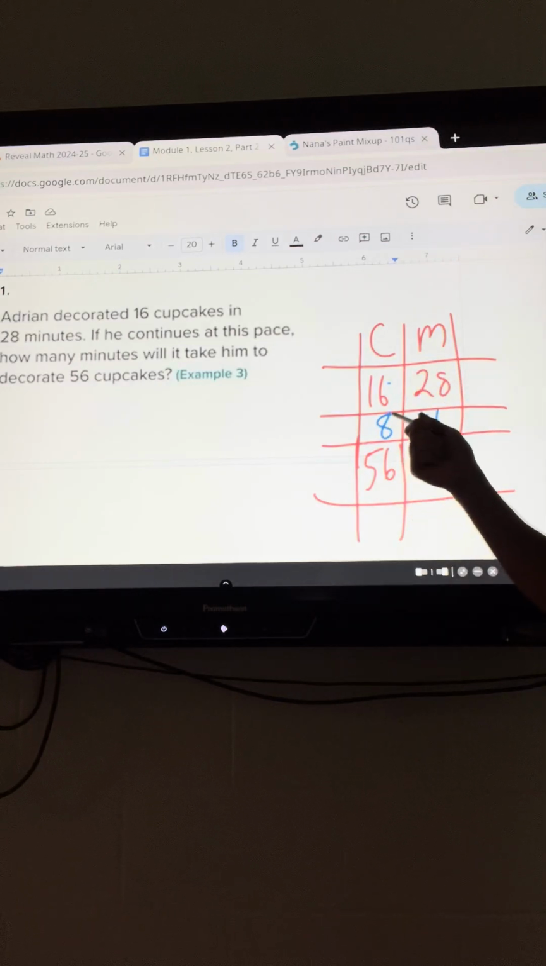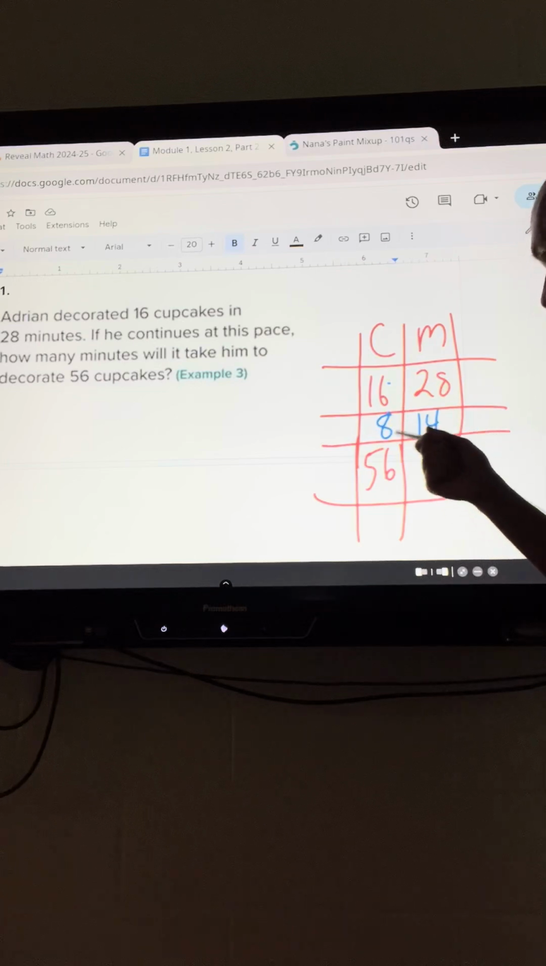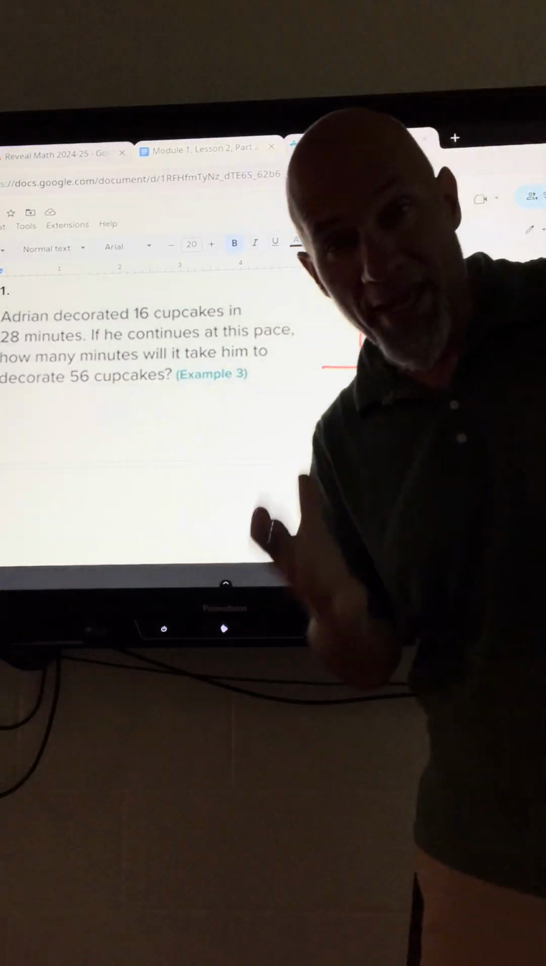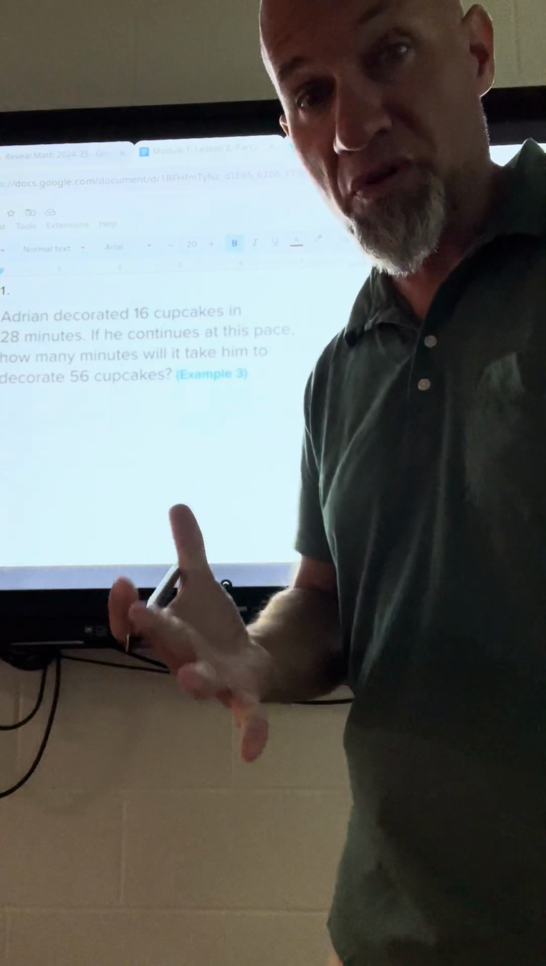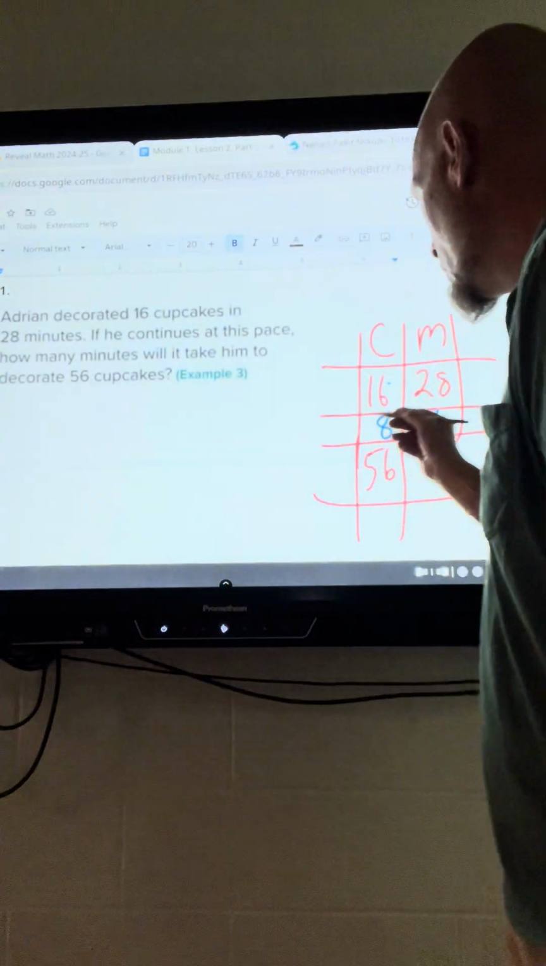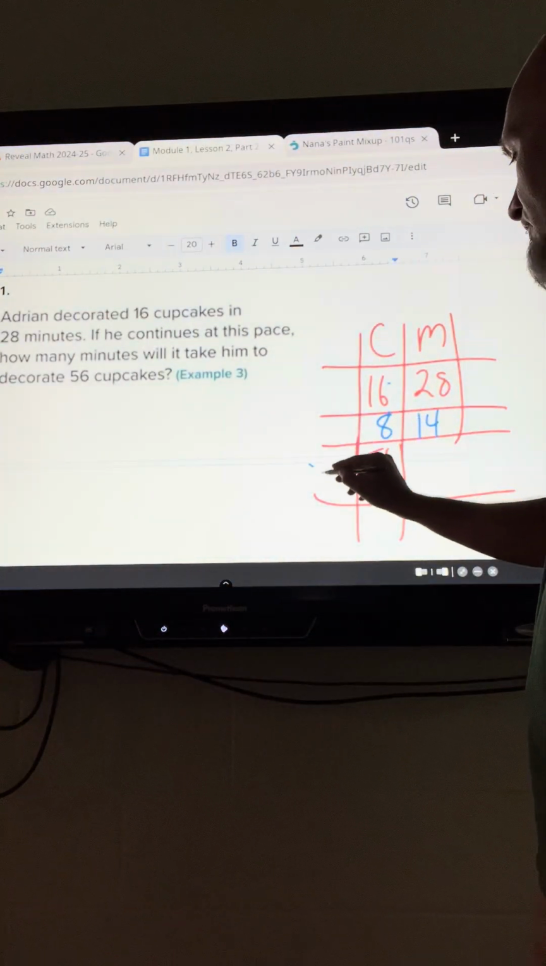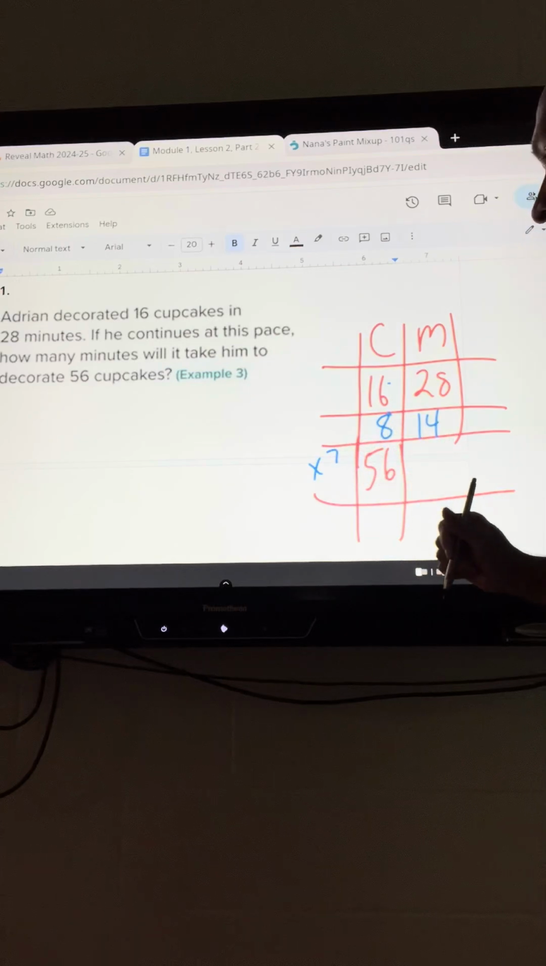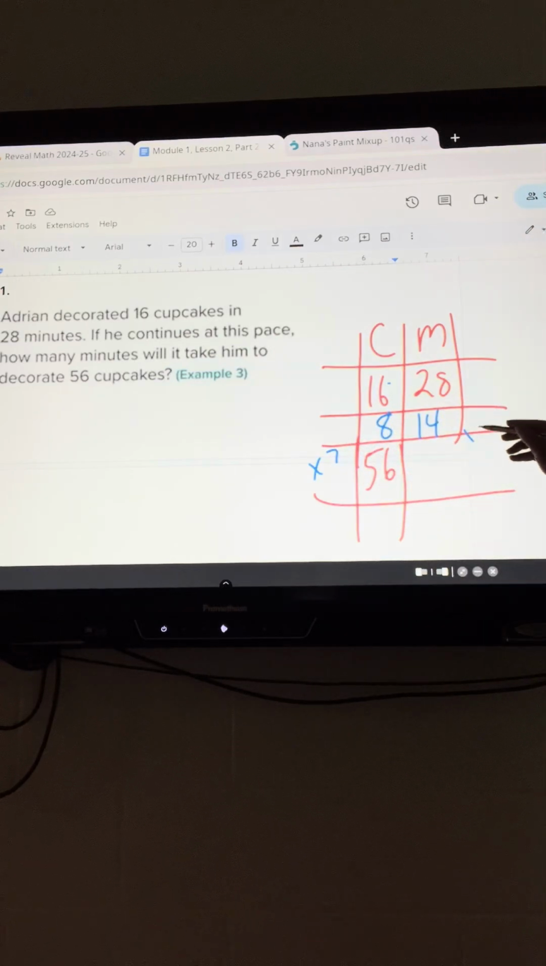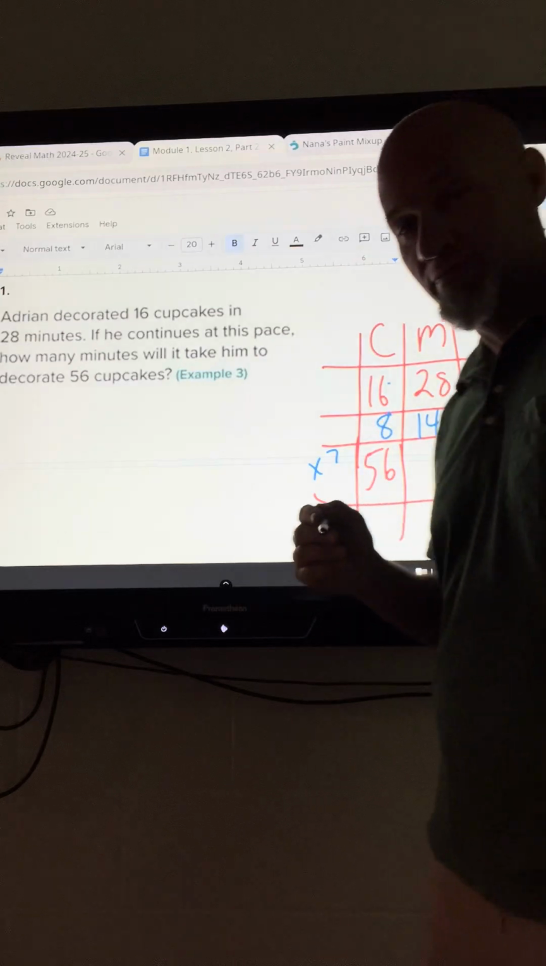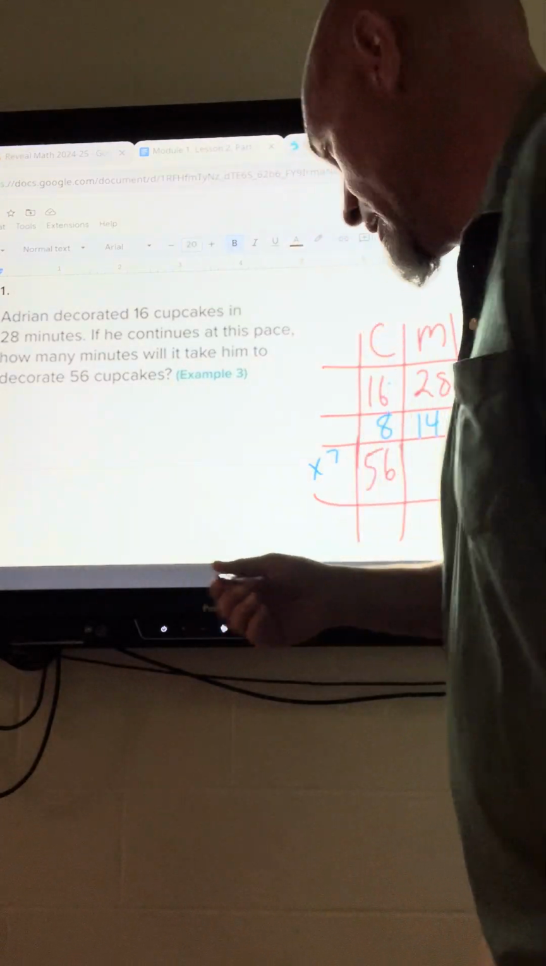So now, what could I do here? Well, I could go from 8 to 56, and this is where knowing those multiplication facts come in handy. What would you multiply 8 by to get 56? Multiply by 7, right? You'd have to do the same thing to the 14. Alrighty. So see what you get there. Set you up pretty good for that one.